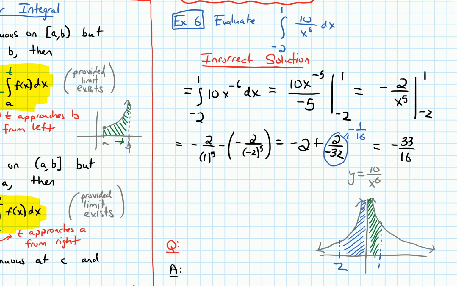But just by looking at this, there is no way that this area should be negative, because this whole region is above the x-axis. No way. This area should not be negative. And we got a negative answer here. We got -33 over 16. So the question then is, why didn't this work?